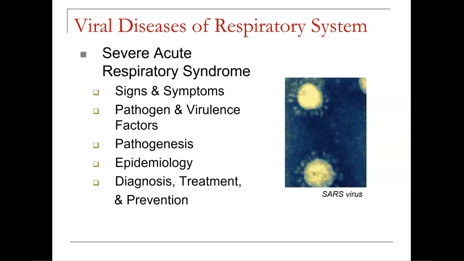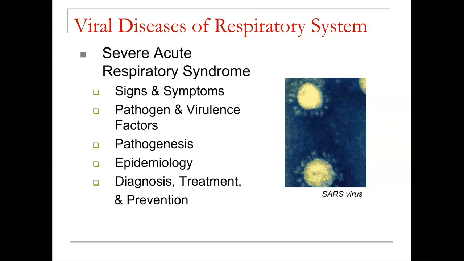Severe acute respiratory syndrome is going to appear with high fever, shortness of breath, difficulty breathing, malaise, body aches, and later develop into a dry cough and even pneumonia. The pathogen for this is going to be the coronavirus. Its pathogenesis is that the virus is going to enter through the respiratory droplets and destroy lung cells and spread via bloodstream to heart and kidneys.